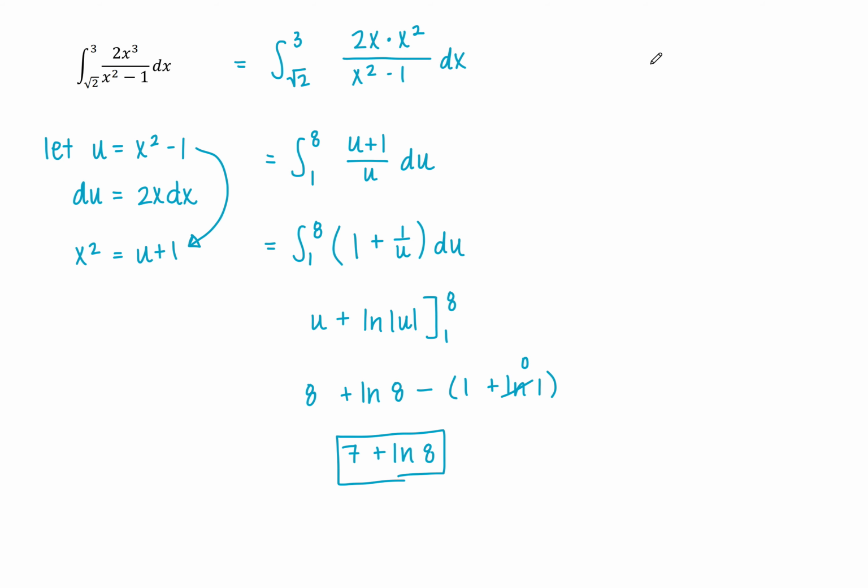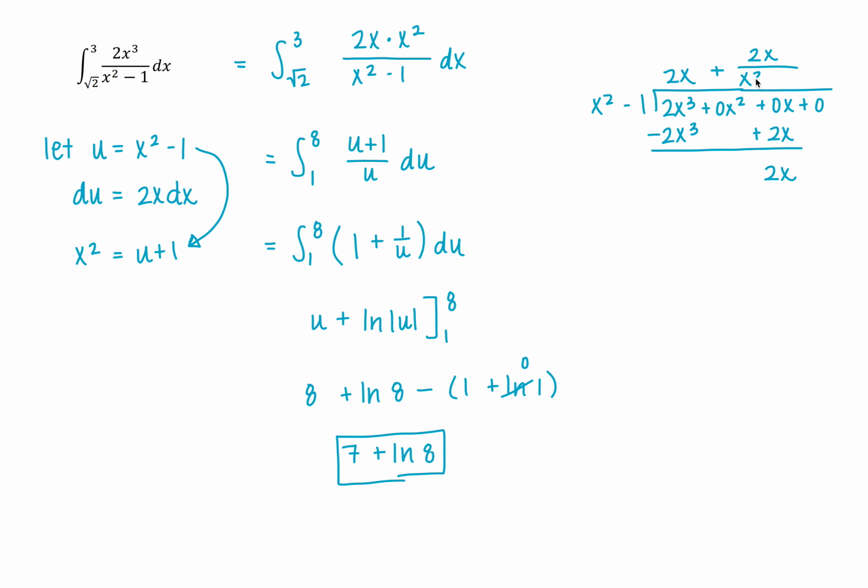And by the way, before I close out the video, if you were going to do long division here, I will get you started with it. So taking x squared dividing into 2x cubed, you get 2x. So that's 2x cubed minus 2x. Go ahead and subtract, so I change my signs, and I have a 2x left. So I've got 2x plus 2x over x squared minus 1.